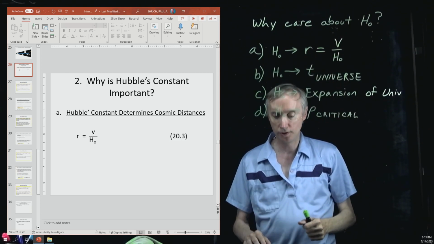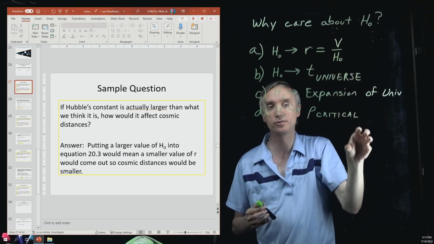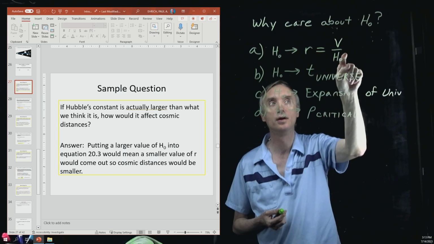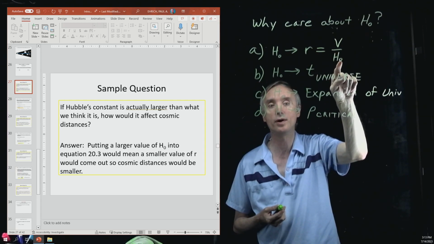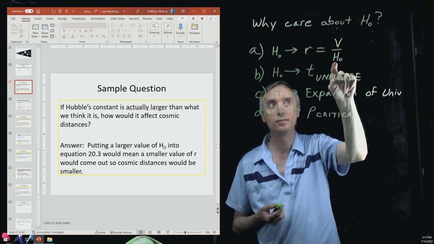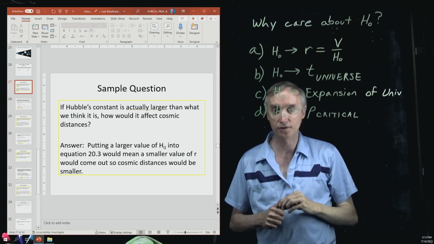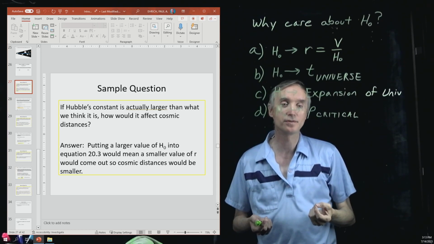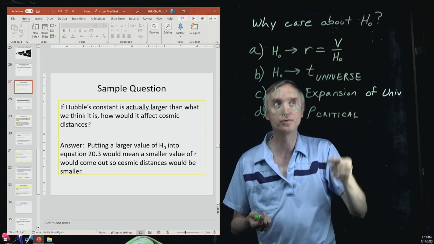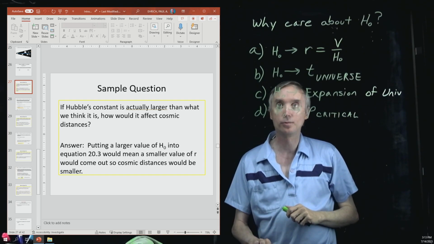So what difference would it make if h sub 0 was actually larger than 22? If we put a larger value of h sub 0 into this equation, notice it's in the denominator of the formula. The bigger you make the denominator, the smaller the r is going to get. So our measured distances of faraway galaxies would be smaller if we choose a larger value of h sub 0. All right, let's try another one here.